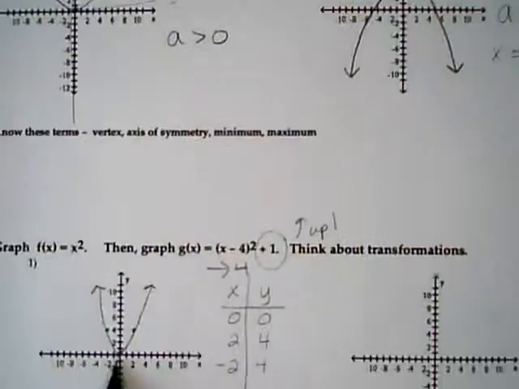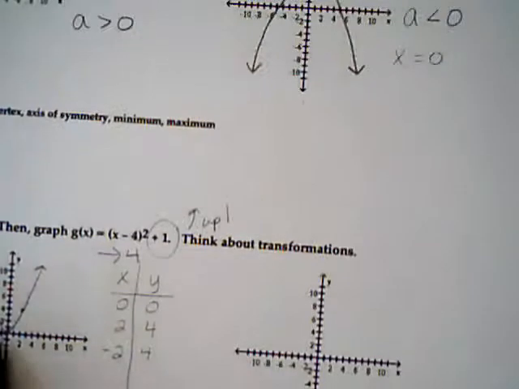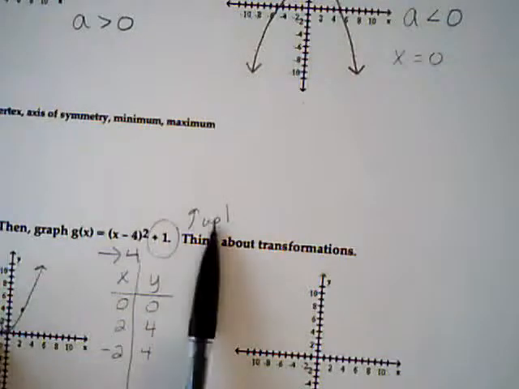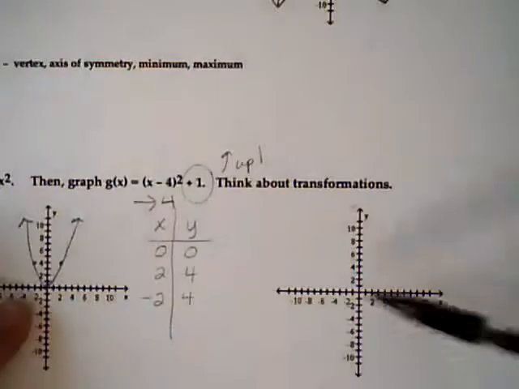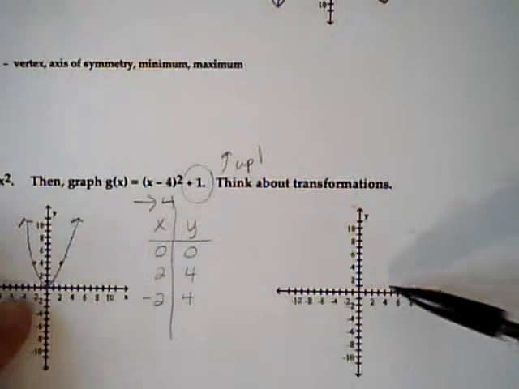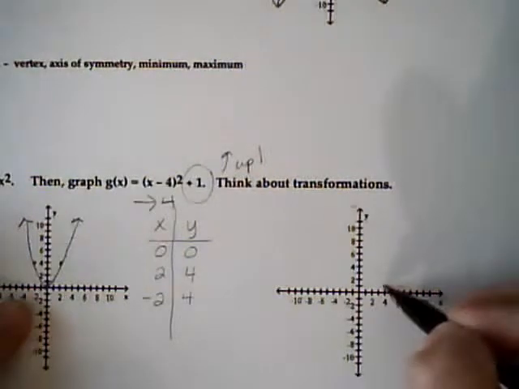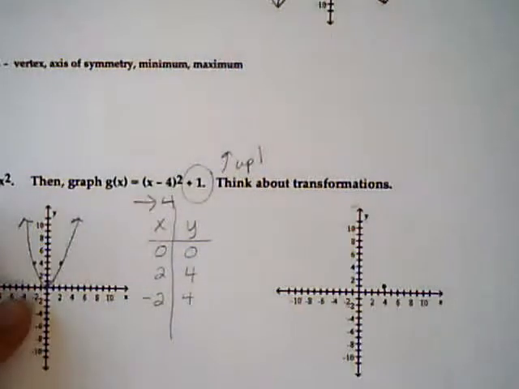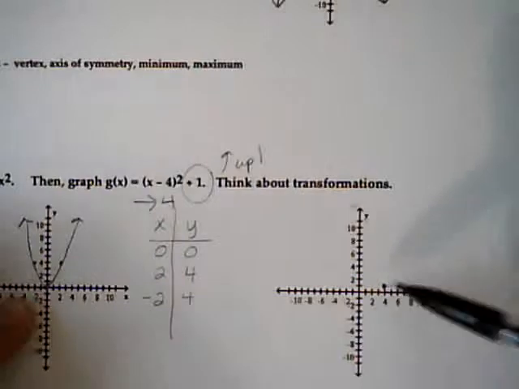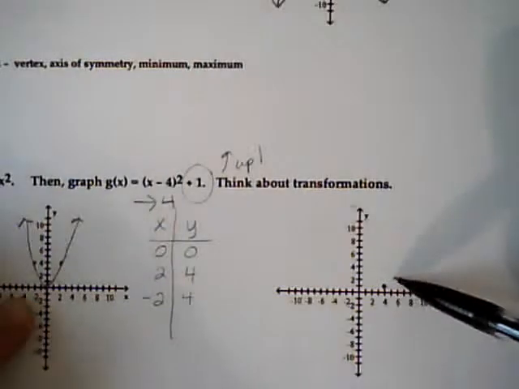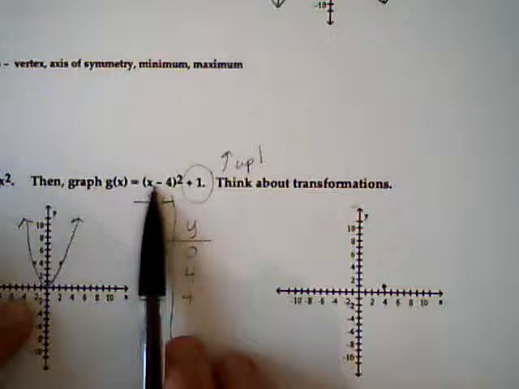So I could take my vertex, which I knew was 0, 0, and I would move that up 1, because I would have a vertical translation up 1, and to the right 4. And so that is where my new vertex would be for my new equation g of x. Now I could plug in some values again if I want to get the exact points, which you will have to do on the homework. You'll have to find one other point.